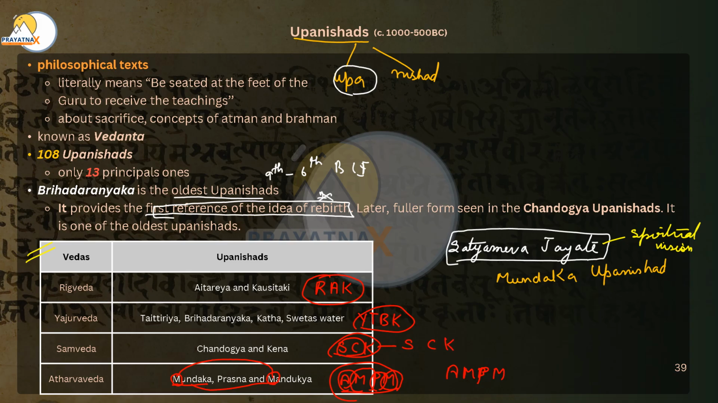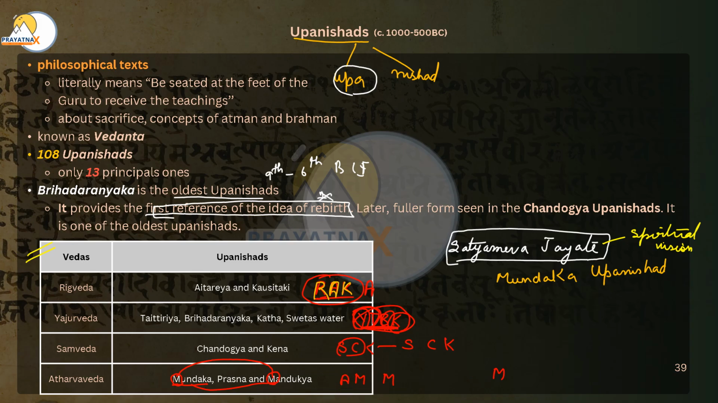Now Yajurveda is YT. You can recall maybe YouTube, BK, a channel maybe. So from Y it would be Yajurveda, from T it is Taittiriya, from B it is Brihadaranyaka, and from K it's Katha. Now for Rigveda it's Rak. You can think of it as a rapper called Raka, I'm not sure. From that it would be Rigveda, Aitareya, and Kaushitaki.